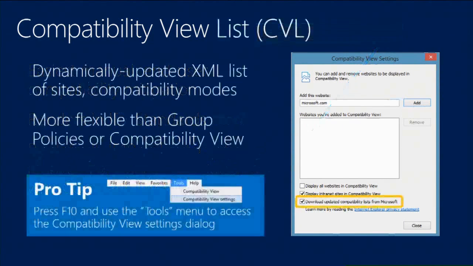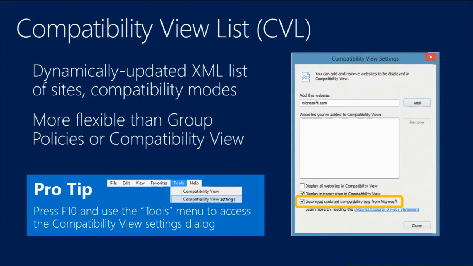Another thing to keep in mind is the compatibility view list. This is actually the mechanism that's used for the blacklist in Flash that I mentioned earlier. Microsoft has a list, an XML list of sites. There's a different list for IE9 and a different list for IE10. And that list of sites has a lot of flexibility to it. It's an XML list that the browser pulls down by default.